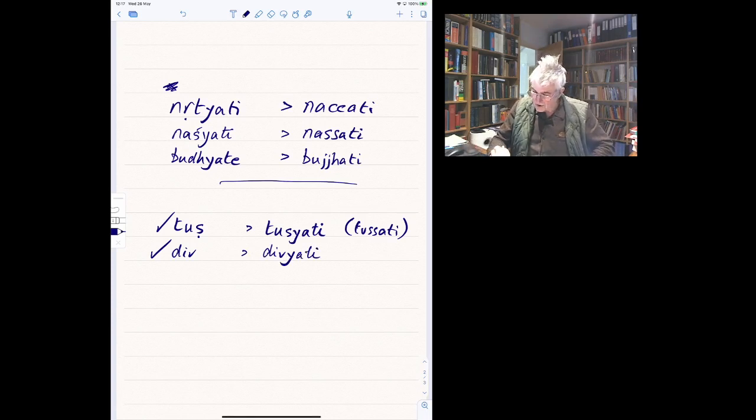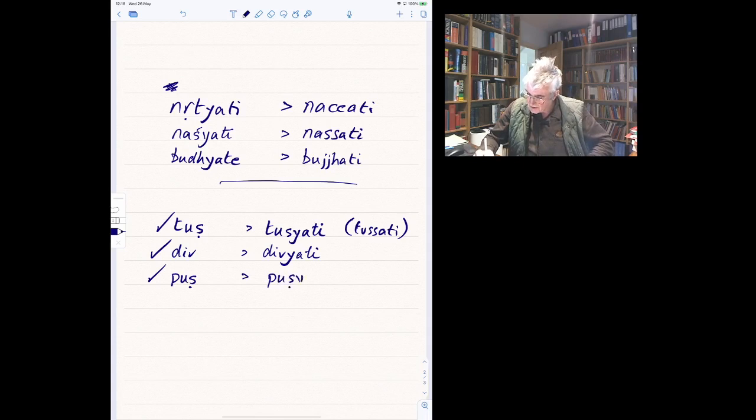Nash, we've just dealt with above. Nash, nashyati, to be lost or destroyed. And push, the retroflex sh, push, and becomes pushyati. So all following this conjugation, this class of verbs where we just had a yat after the root.